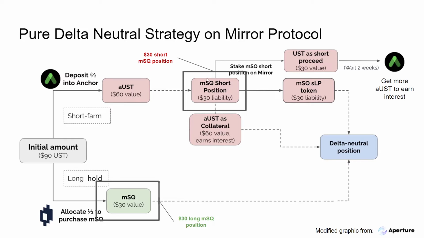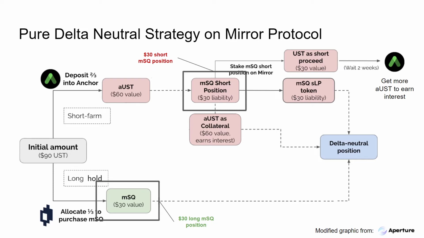And in the short position, I owe Mirror Protocol $30 worth of M Square. And because these positions were opened up at the exact same time, they are the same amount of M Square shares that I'm holding in the long case and that I owe in the short case. So because they cancel out, that is what this pure delta neutral strategy means.